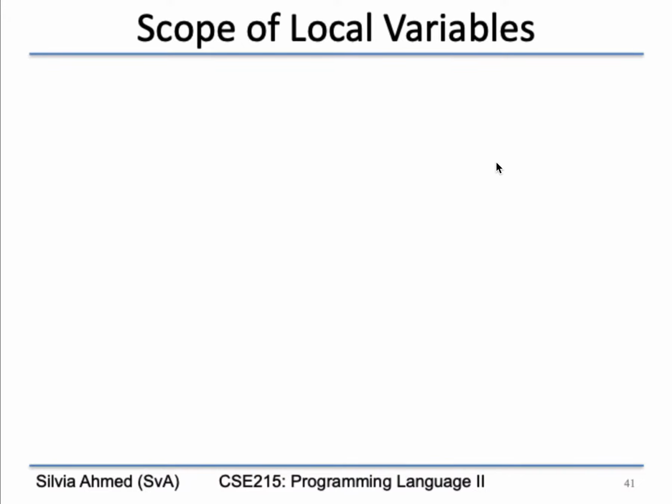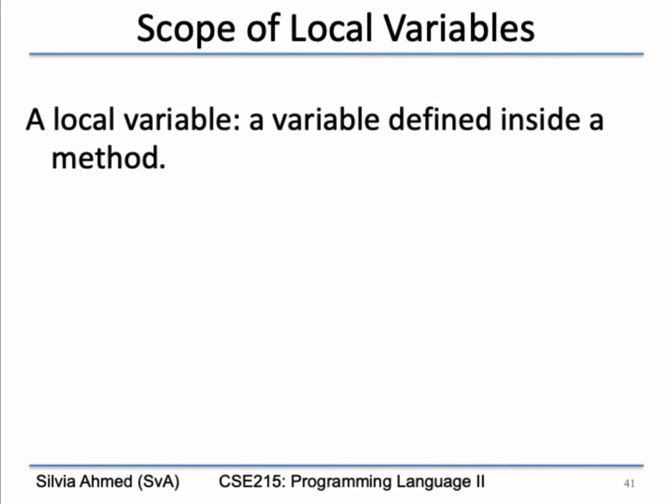Let's look at what is a local variable and what will be the scope of such variables. A local variable is a variable defined inside a method. We can also define a local variable to be a variable that is defined inside any block, and in that case that variable is local to that block. If it's a method block, then it's a local variable for that method block. If it's a loop block, then that variable is local to that loop block.